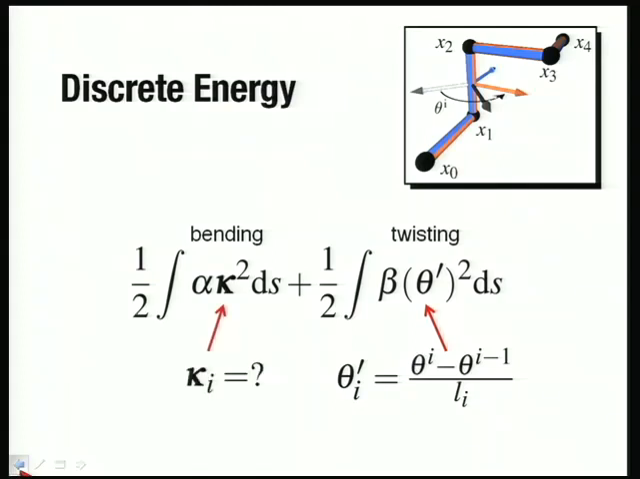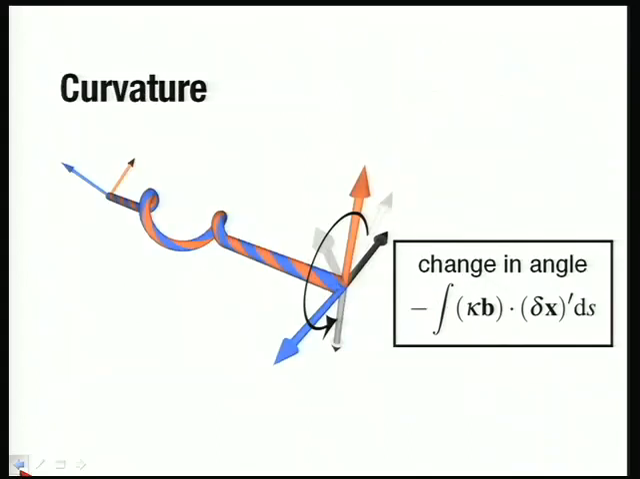Now, for the curvature, we have to ask the question of what definition of curvature we're going to use. And to answer this question, we're going to make use of what we learned in the continuous setting, namely that the change in this angle between the twist-free frame and the reference frame is going to be related to the curvature binormal of the curve. So we're going to do the same experiment in the discrete case, compute this change in angle, and that's going to give us a definition for the curvature.